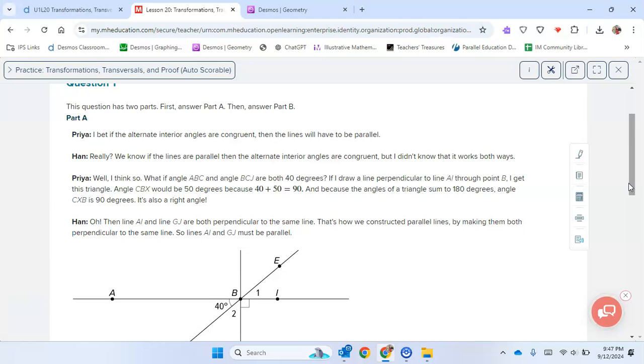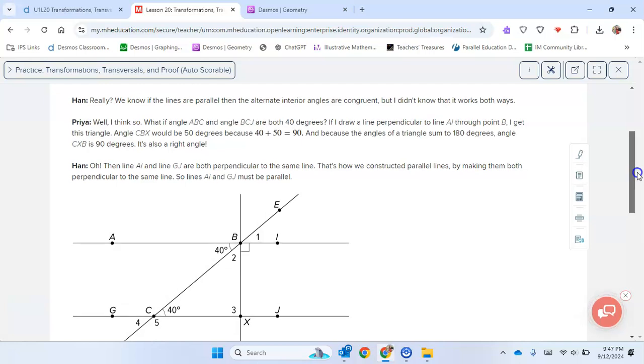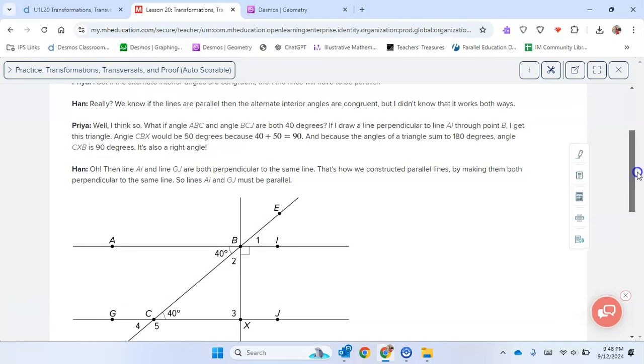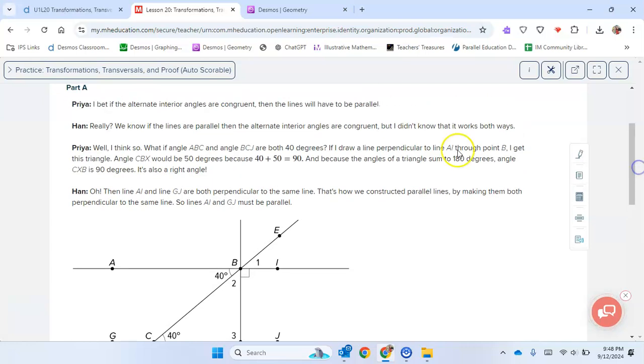What if angle ABC and angle BCJ are both 40 degrees? If I draw a line perpendicular to line AI through point B, I get this triangle. Angle CBX would be 50 degrees because 40 plus 50 equals 90, and because the angles of a triangle sum to 180 degrees, angle CBX is 90 degrees. It's also a right angle.